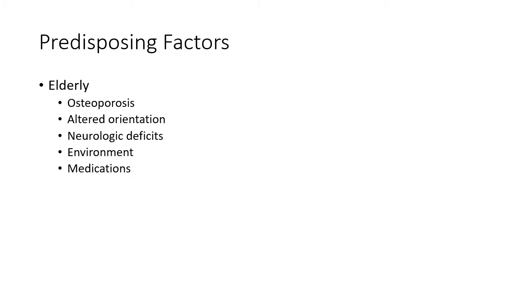Elderly are more prone to this, and they are more prone to have osteoporosis, altered orientation, neurologic deficits. They may have environment changes, like some may be staying at home, some may be staying in an assisted living facility or a nursing home. So those kinds of changes can affect, and the medications they are on too.